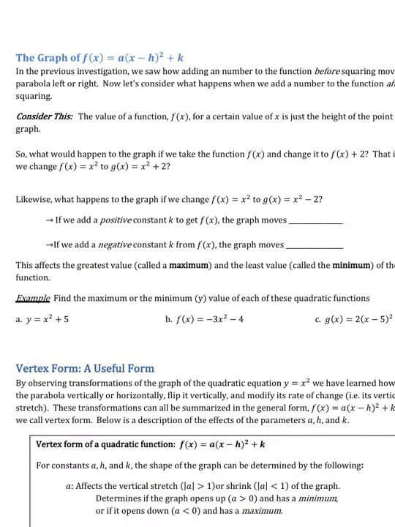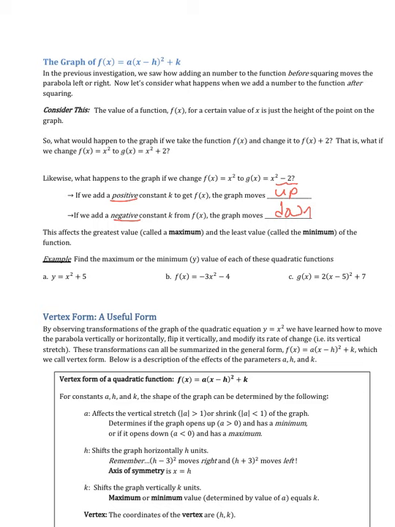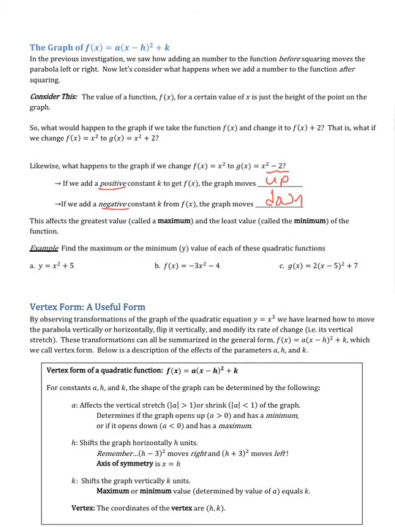If we add a positive constant k to the outside here, that's going to move it up. If we add a negative constant k, so positive is up, negative, in other words, we subtract, that's going to move it down. All right, so outside is up or down. And this affects whether it's the maximum or the minimum value, because it moves that vertex and everything else up. So if we wanted to find the maximum or minimum of these quadratic functions, we can find the vertex there. Okay, find that, is it going up or down?